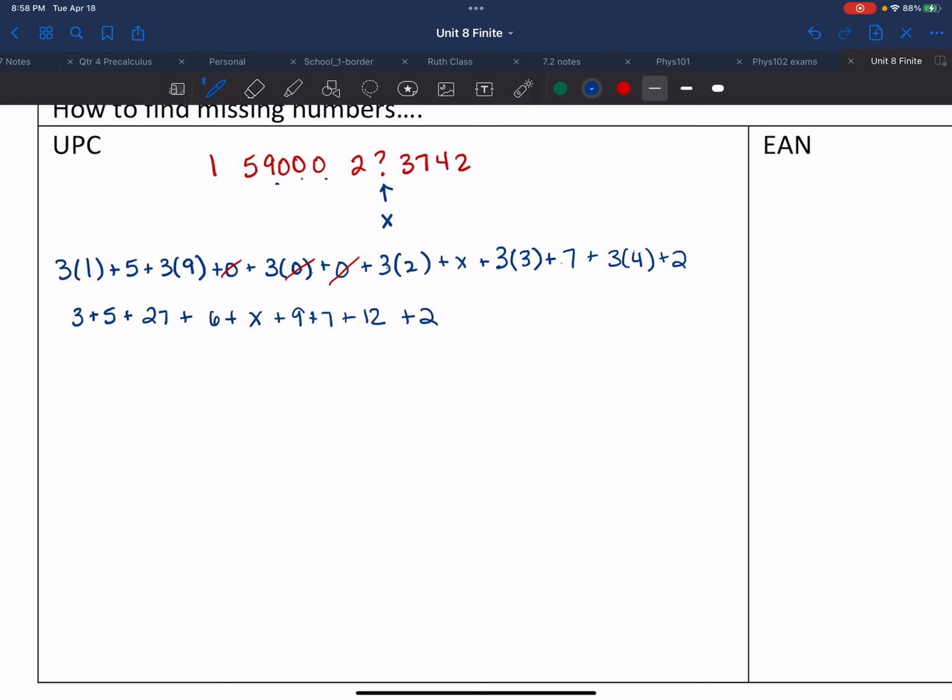So when I take a look at all of that, I end up with a value of 71 plus x. 71 is all the other numbers when I added them together. So 71 plus x should equal the next number divisible by 10, which would be 80. So 80 minus 71 equals x, therefore x is equal to 9. So that little question mark there is the value of 9.